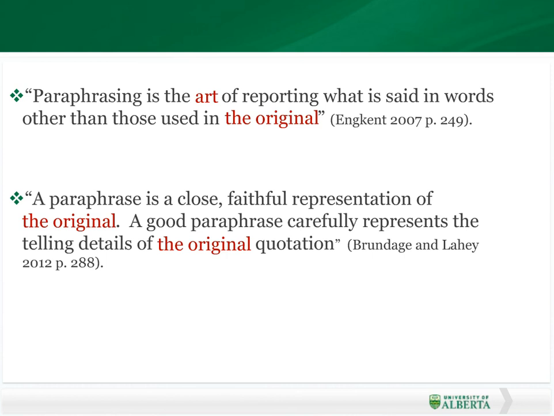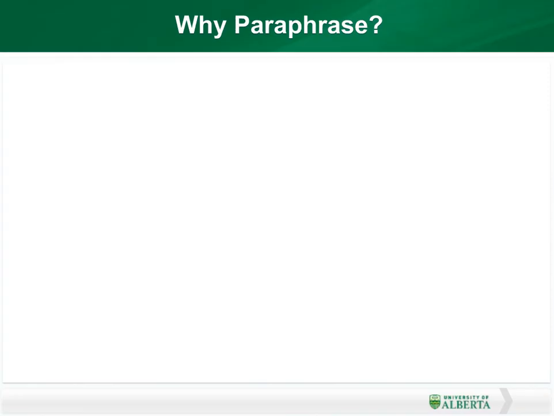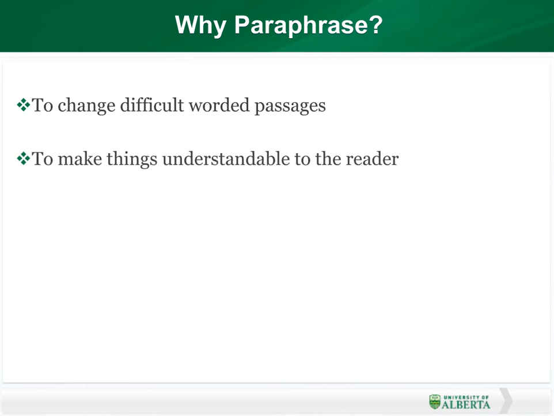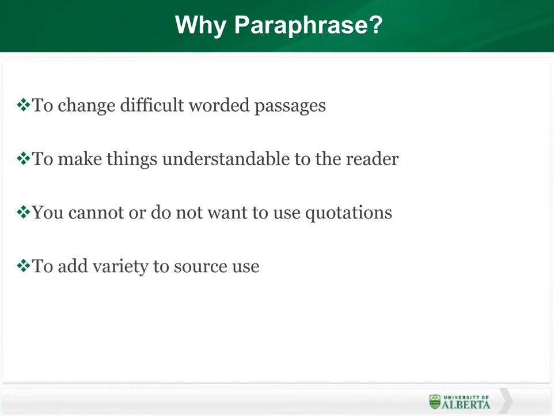But why are we restating or rewording or representing someone else's words? You might use paraphrasing for a number of reasons, including changing difficult words or a difficult passage. Sometimes technical or specialized language, what we call jargon, might be beyond our readers or even ourselves, and we change the words accordingly. A primary goal of good writing is to be clear. We might change the language to make things clearer and more understandable for the reader. You may also paraphrase because of some restriction, such as not being able to use quotations, or simply because you do not want to use quotations or to add variety to your source use.